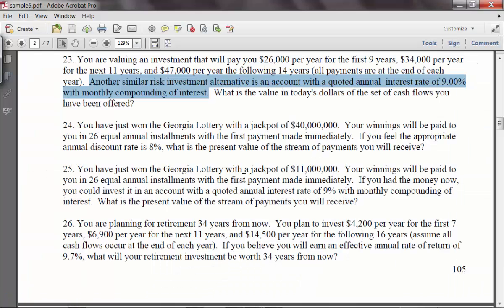You have just won the Georgia lottery with a jackpot of 11 million. Your winnings will be paid to you in 26 equal annual installments with the first payment made immediately. If you had the money now, you can invest it in an account with a quoted annual interest rate of 9% with monthly compounding of interest. What is the present value of the stream of payments you will receive? It's the same thing as what we just did, same thing as 24, except we don't want to use this rate because interest compounds monthly.